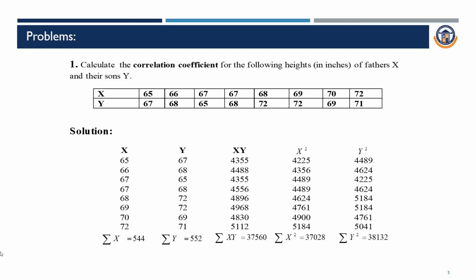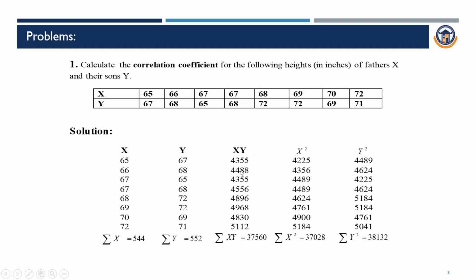So this problem is based on correlation. Calculate the correlation coefficient for the following data. Here x is the height of father in inches, y is the height of son in inches. So solution. In the first column we write the x data as it is here, and in the second column we write the y data.